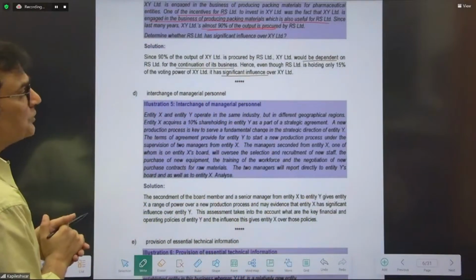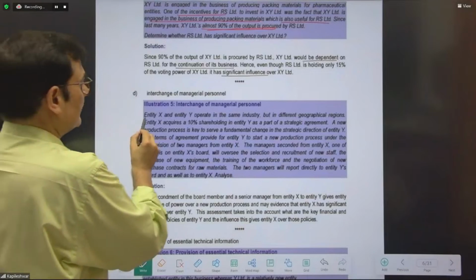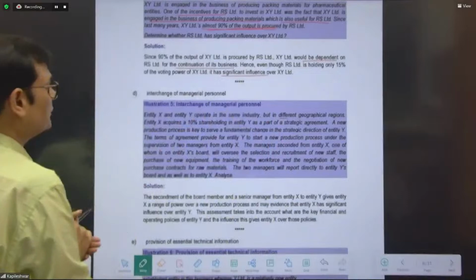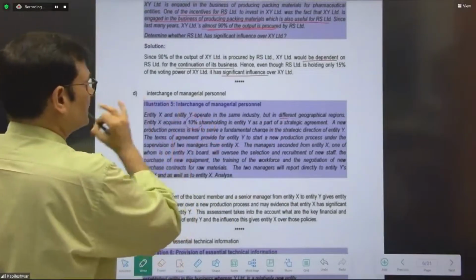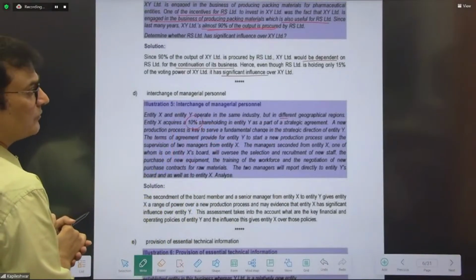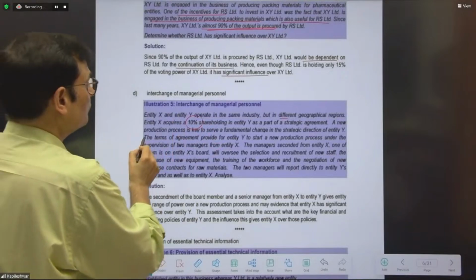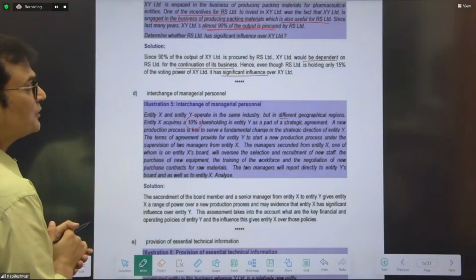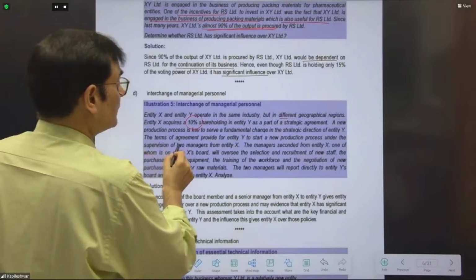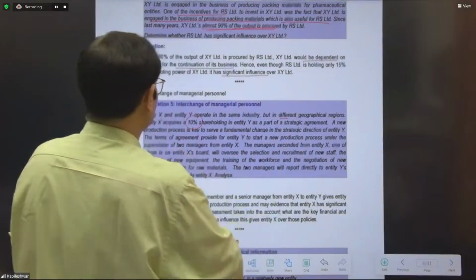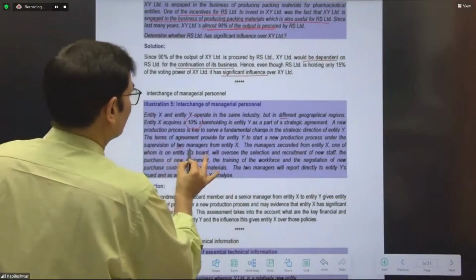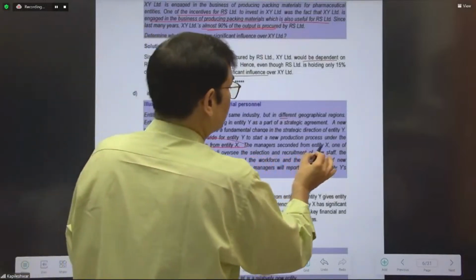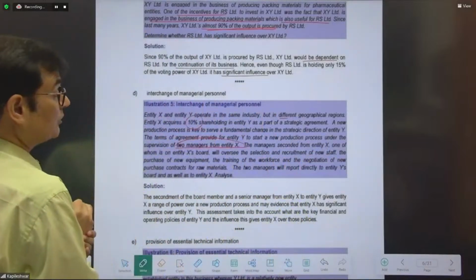Next, we give an interchange of managerial personnel. Entity X and Y operate in the same industry in different geographical regions. Entity X has got a 10% stake in Y as a part of a strategic agreement. A new production process is the key to a fundamental change in the strategic direction of Y. The terms of the agreement are for Y to start a new production process under the supervision of 2 managers from entity X. The managers will be seconded from X, one of whom is on the board of X.